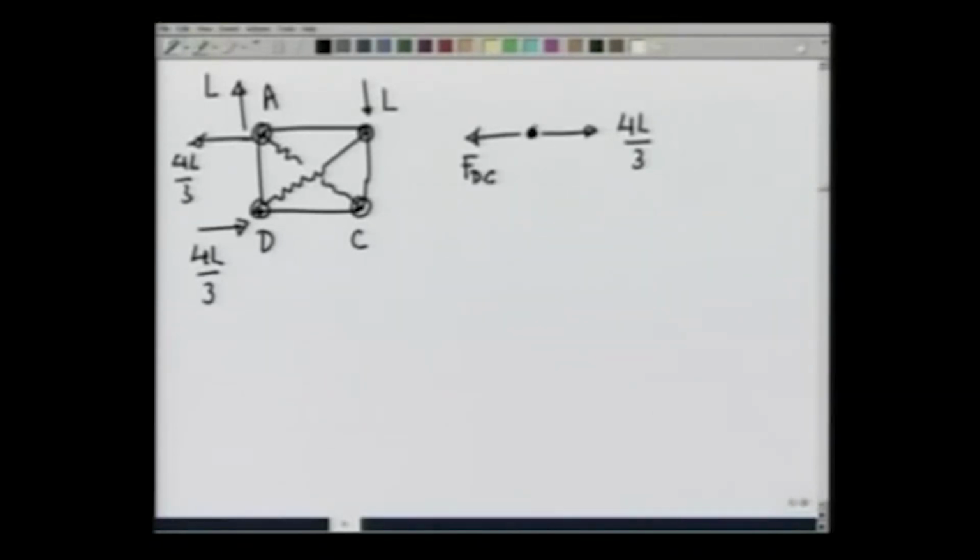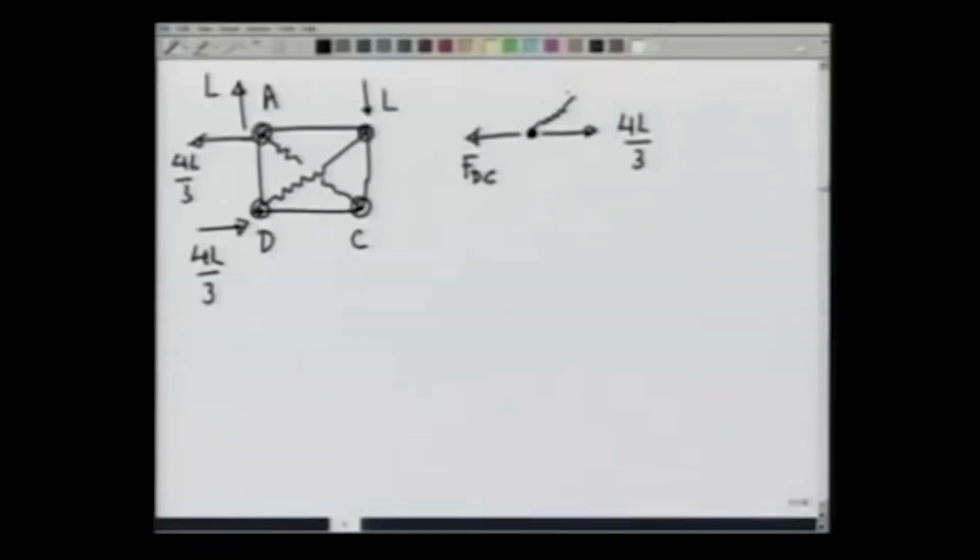There is a force by the rope. Now, since this is a rope, it can apply only a tensile force. I mean, the rope can exist only under tension, not under compression. So, it will not support a compressive force. So, it can apply only a force in this direction, let us call it F_DB, and there is a vertical force due to rod F_AD.